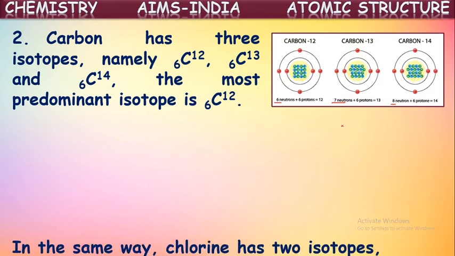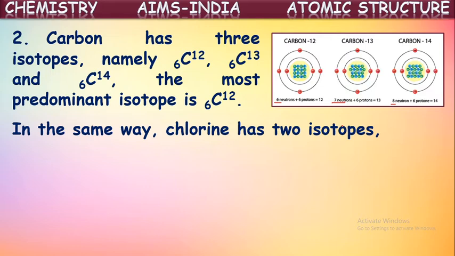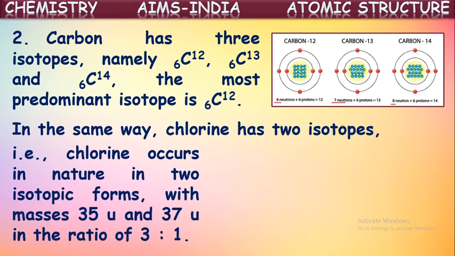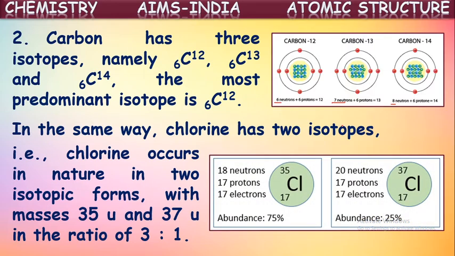Okay. Next, one more example. In the same way, chlorine has two isotopes. Yes, even chlorine has two isotopes. Chlorine occurs in nature in two isotopic forms, with mass numbers 35 and 37 in the ratio 3:1. One chlorine has mass number 35, whereas the other chlorine has mass number 37.